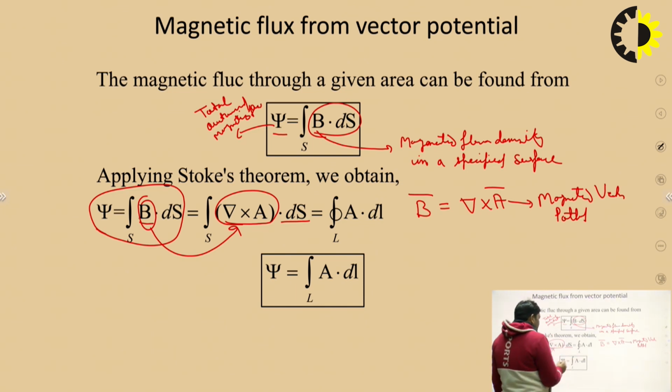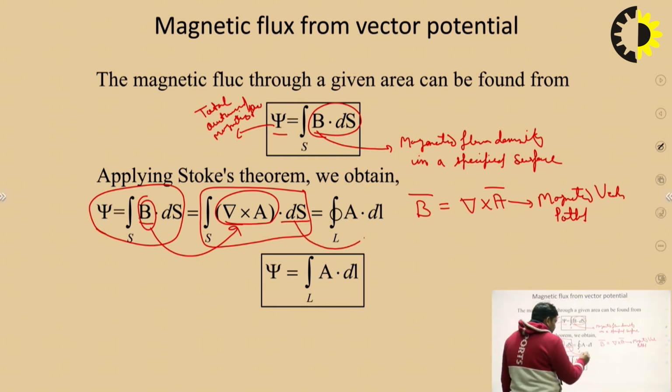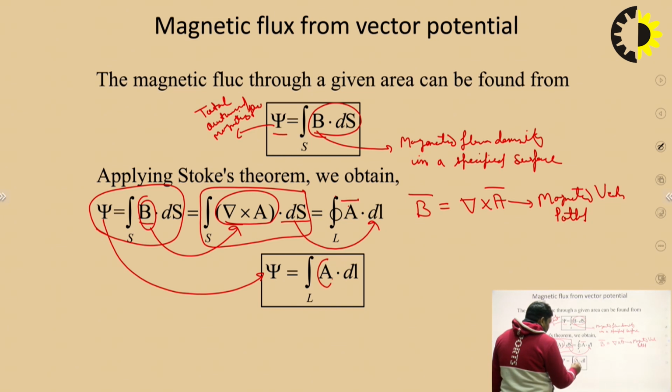So we apply Stokes theorem in that particular system. By using Stokes theorem, this surface integral is converted into a line integral. So del cross A dot ds is converted into the line integral along a closed path, which is equal to A dot dl. So we easily calculate that psi, the total outward flux, in terms of the magnetic vector potential, is equal to the integral of A dot dl.